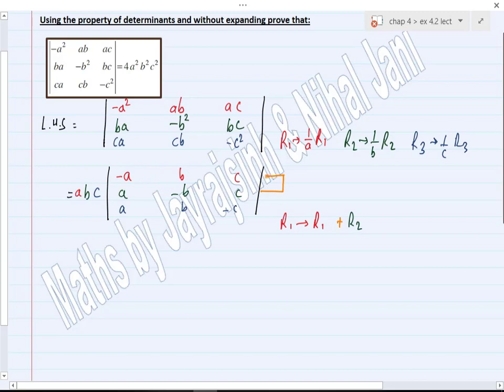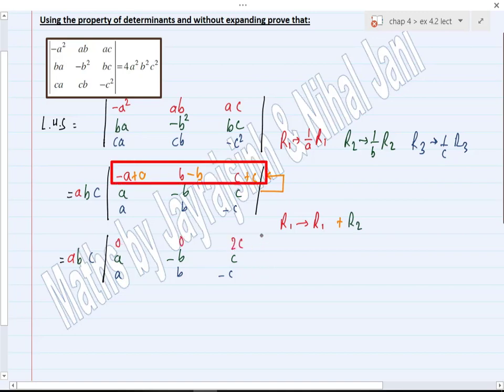So the question can be easily done the shortest way. Let's write down abc as it is. Your second and third row will be as it is. So let's put as it is. Now the first row will be a plus a, which is 0, a minus b plus b, which is 0, and b plus c, so this will become 0, 0 and 2c.